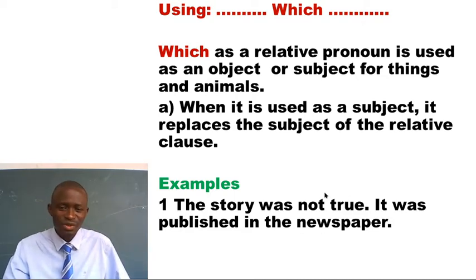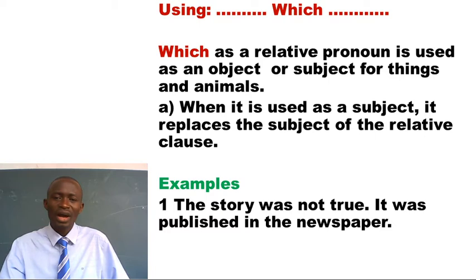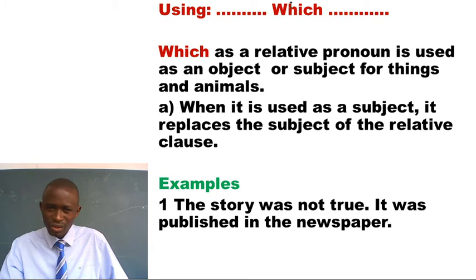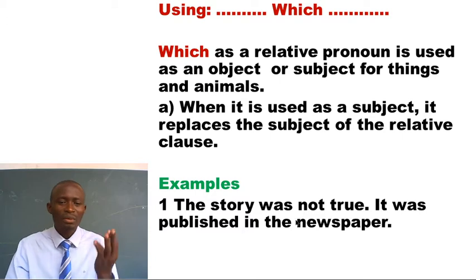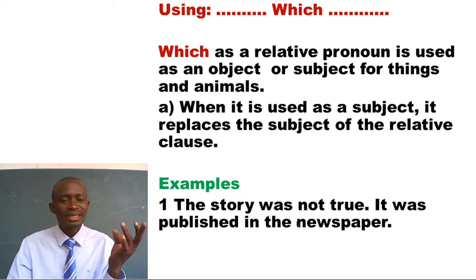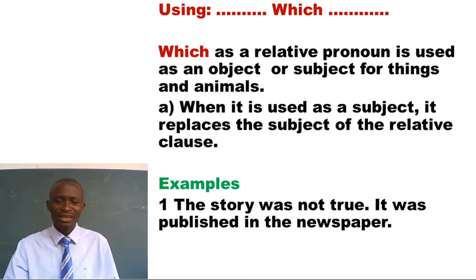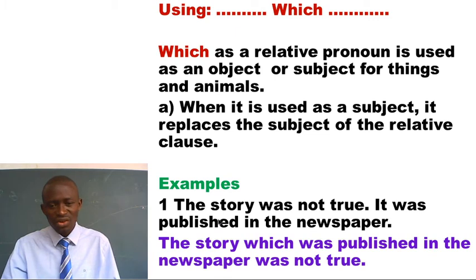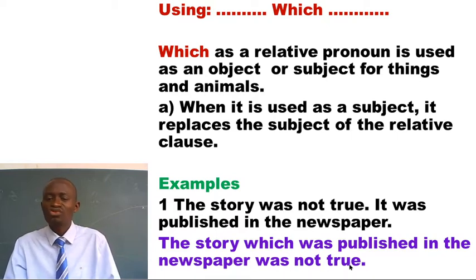So I may be asked to join these sentences using the word which. Why? Which is the rightful word I can use to join sentences that do not talk about people, that talk about things like a book, tree, animals, and the like. So let's see what comes as the answer. The answer says, we pick the subject, the story. This other information is about the story. Firstly, we shall say, the story which was published in the newspaper was not true.